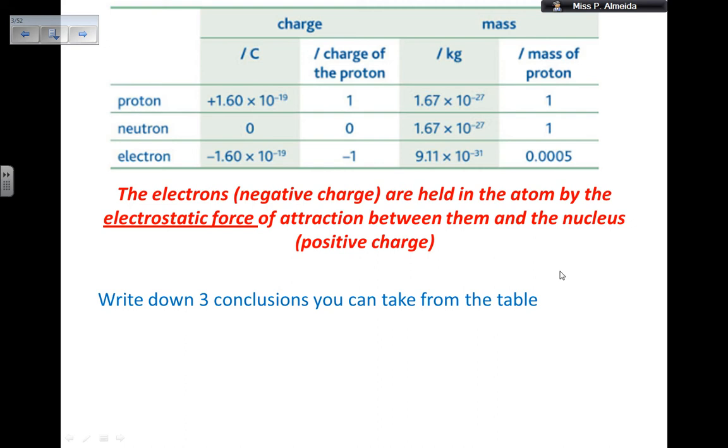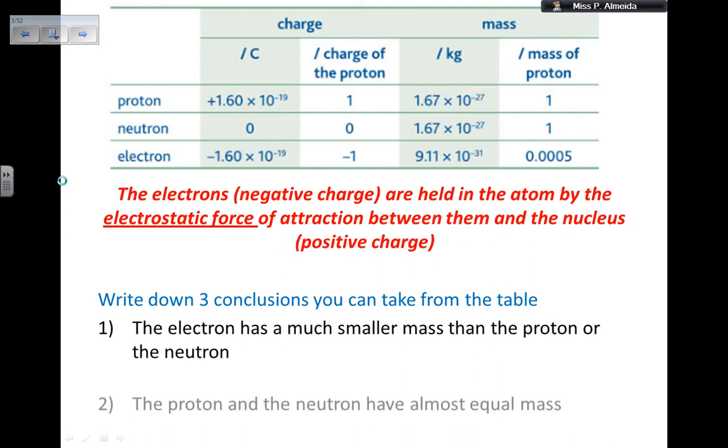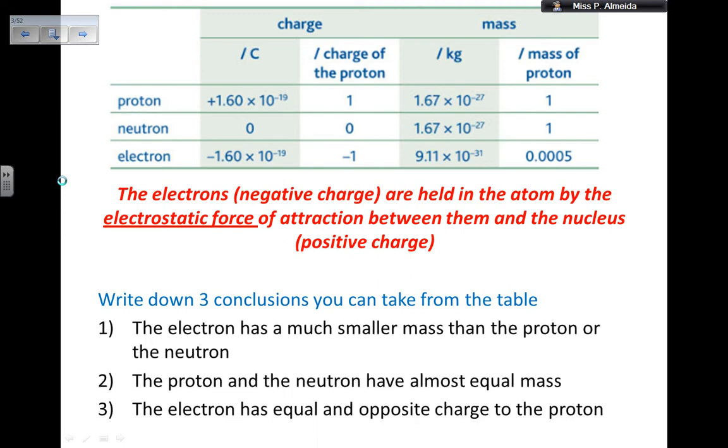the electrons do have a negative charge, and they are held in the atom because of a force which is called the electrostatic force, okay? So it's a force of attraction between them and the nucleus. And the nucleus has a positive charge overall because it has neutrons with zero charge and protons with a positive charge, okay? So if you look at this table, and of course you can take notes of this, you can see three things, okay? They are very important.